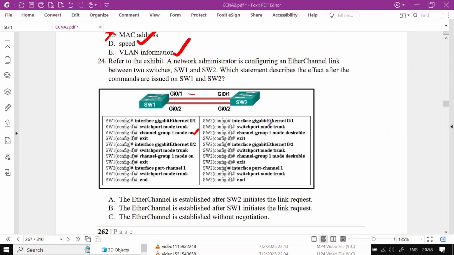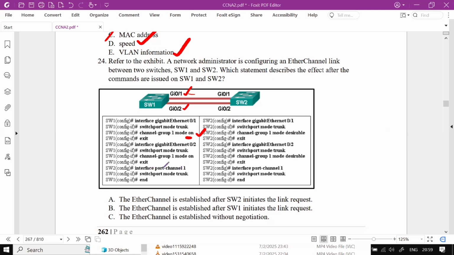Before we answer the question, let's just go through the commands. When we are forming an EtherChannel, it means you are grouping 2 interfaces. So my interfaces 1 and 2 are going to be logically grouped, which is aggregation. To group them, the command is channel-group 1 mode on, and the mode for PAgP region.